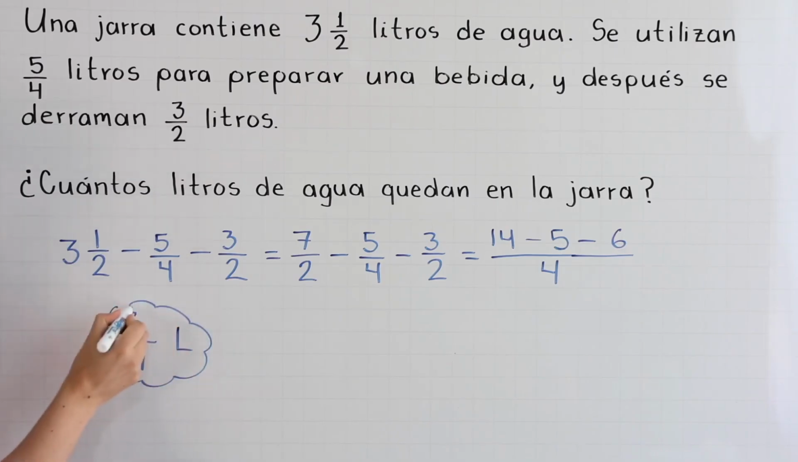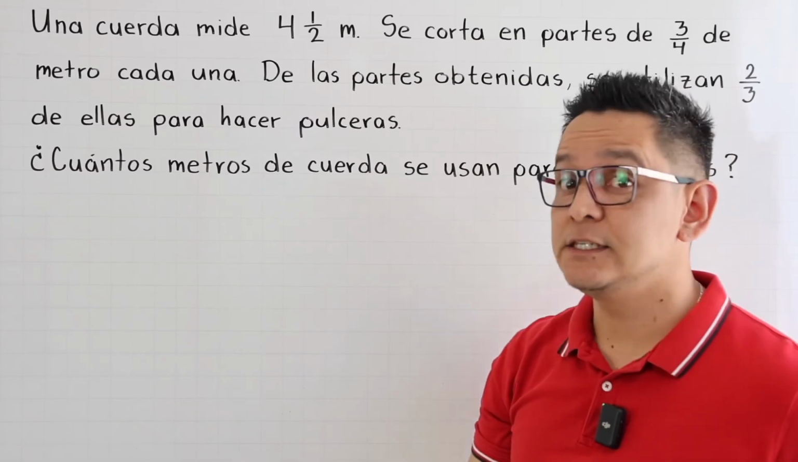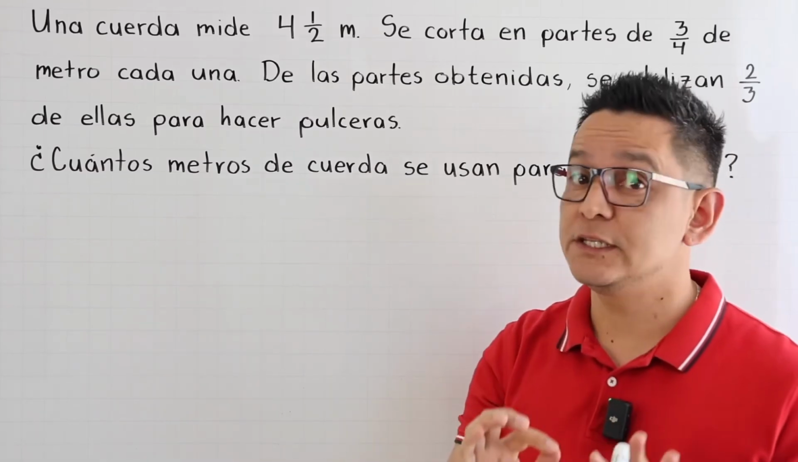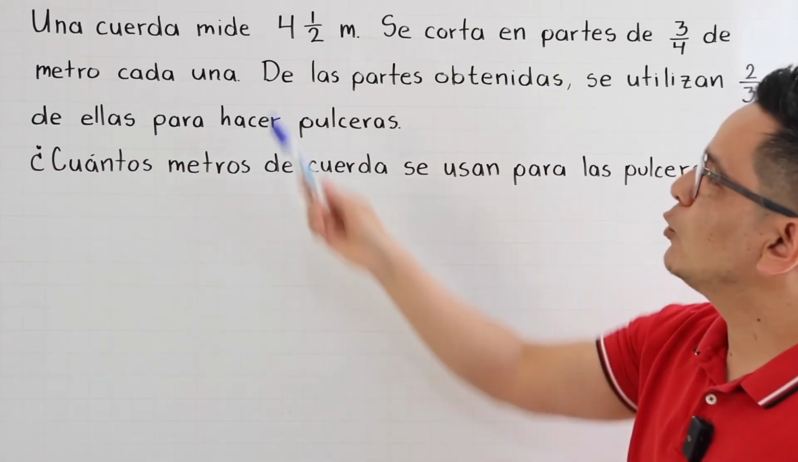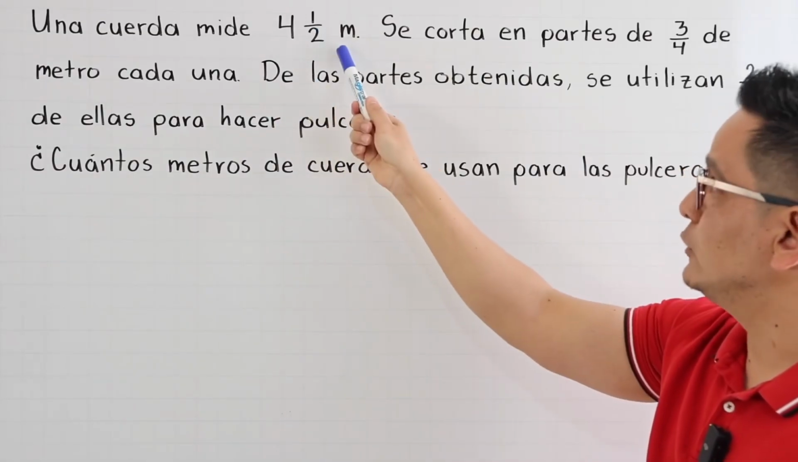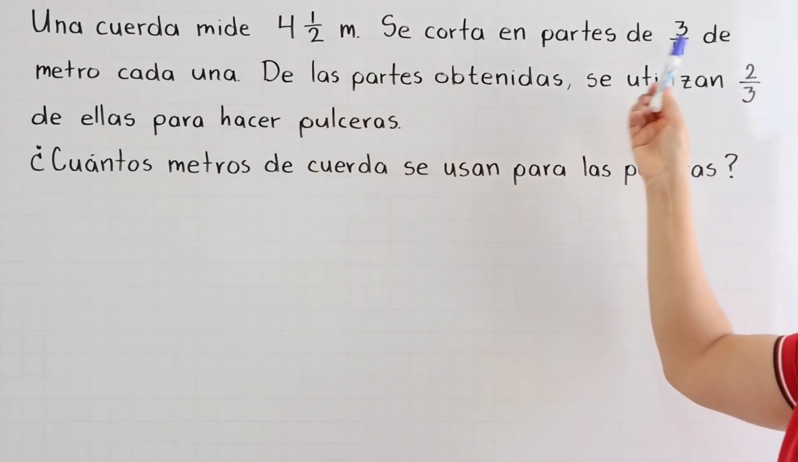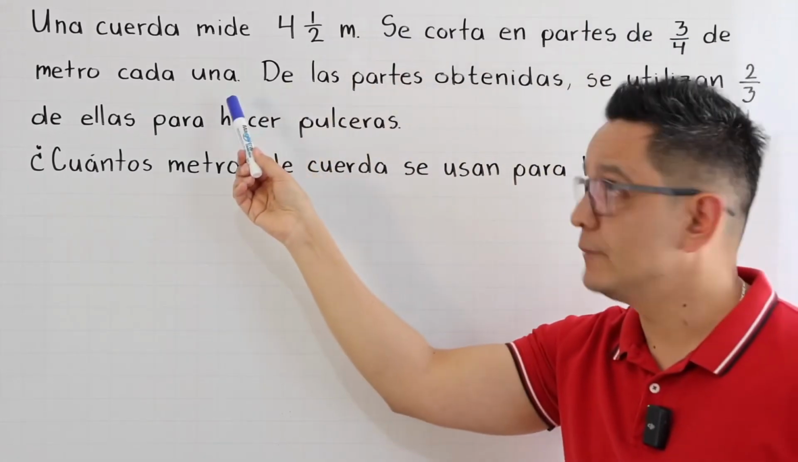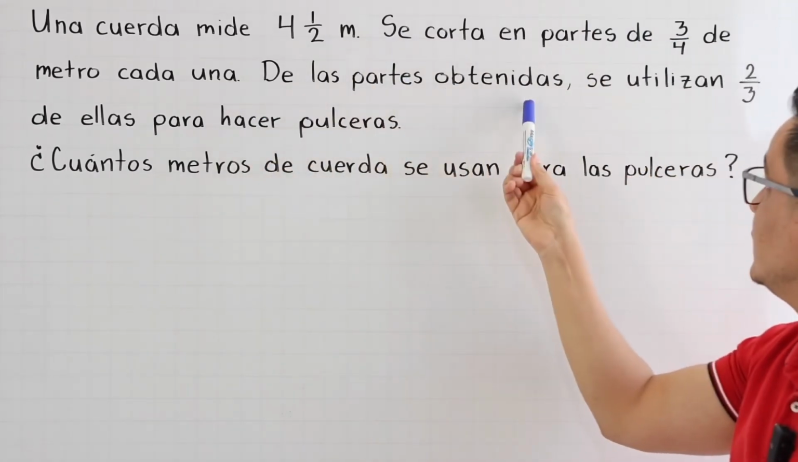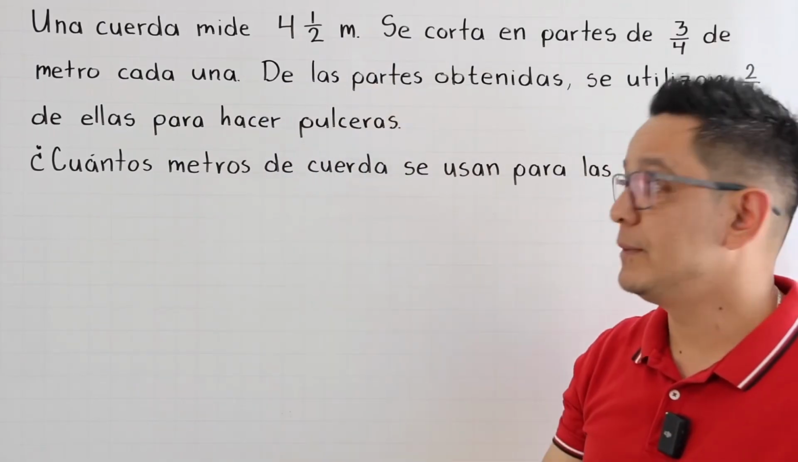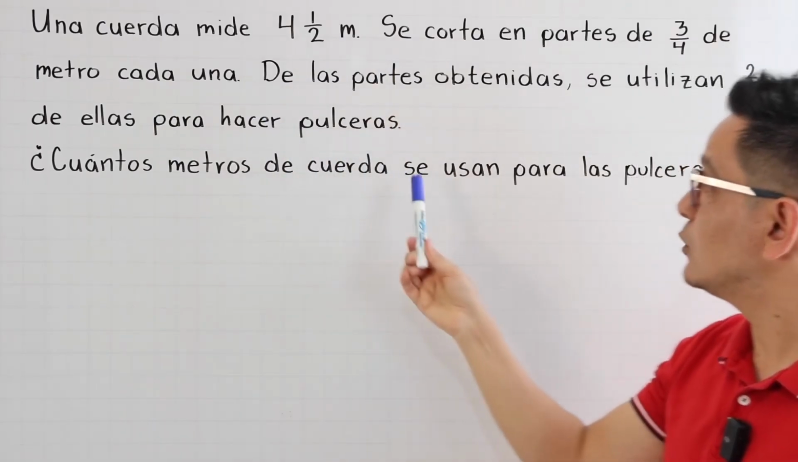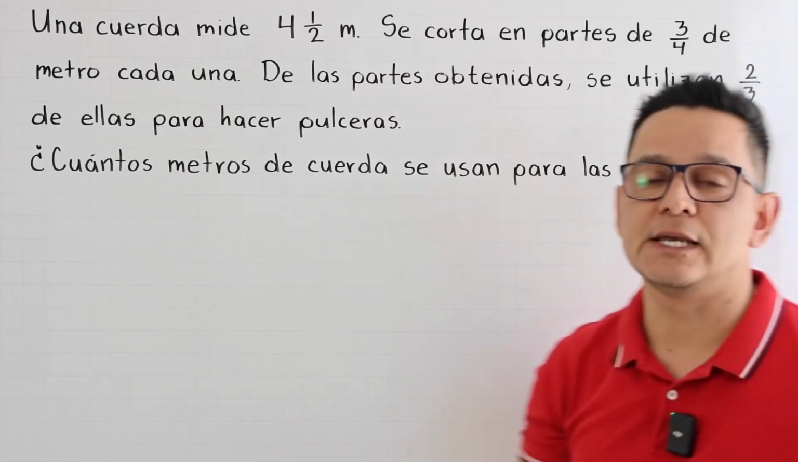So is this the solution? We finished exercise number 3. Pay close attention, because this one is a little more complex. It says, a rope measures 4.5 meters and is cut into pieces, each piece being 3/4 of a meter. 2/3 of them are used to make bracelets. The question is, how many meters of rope are used for the bracelets?